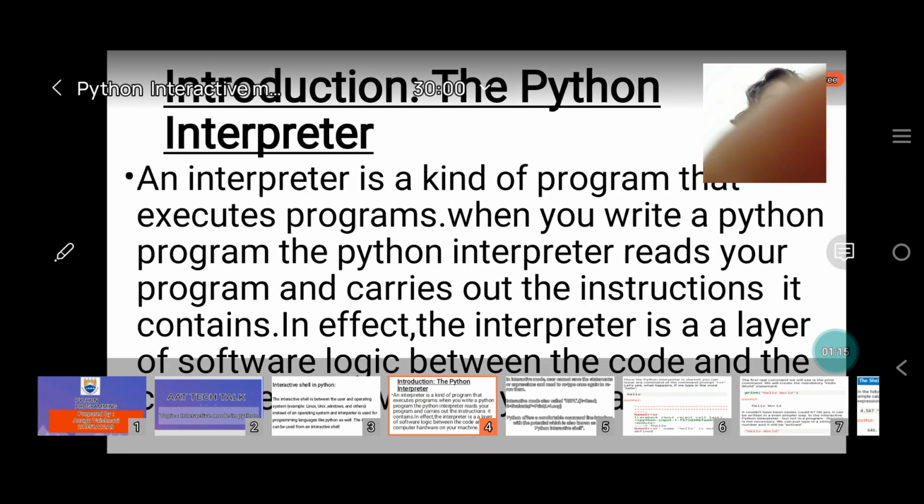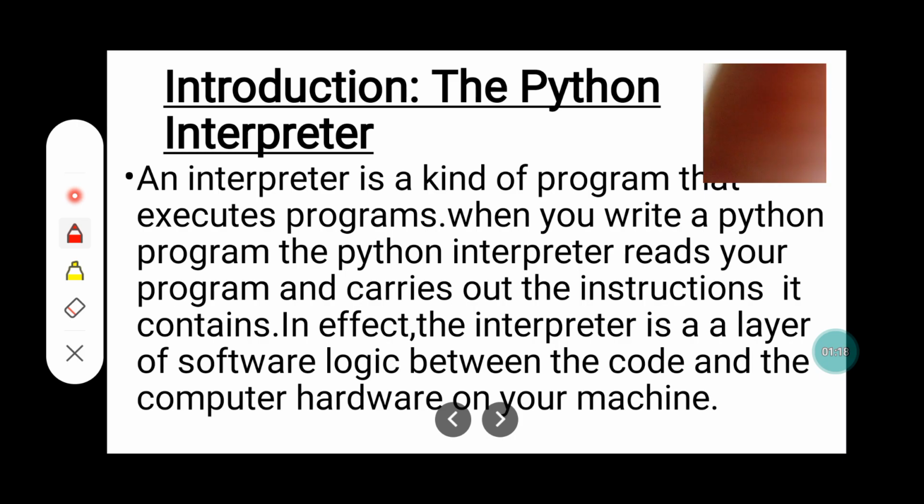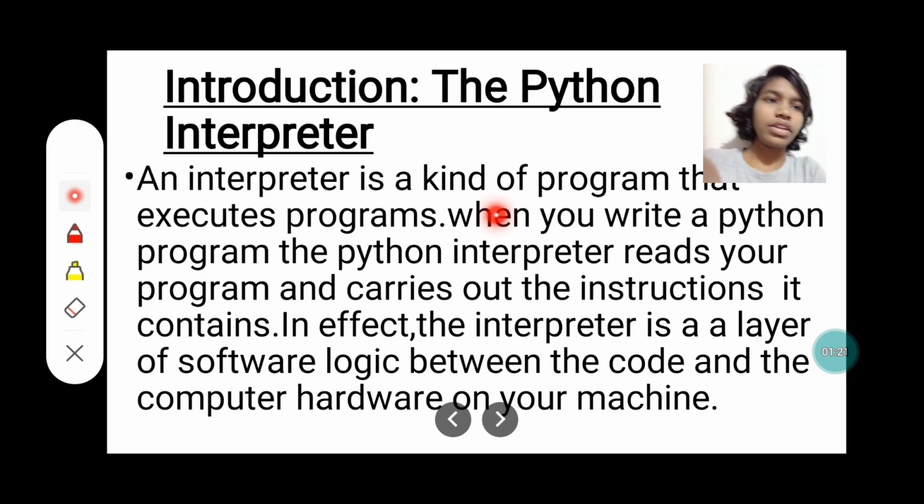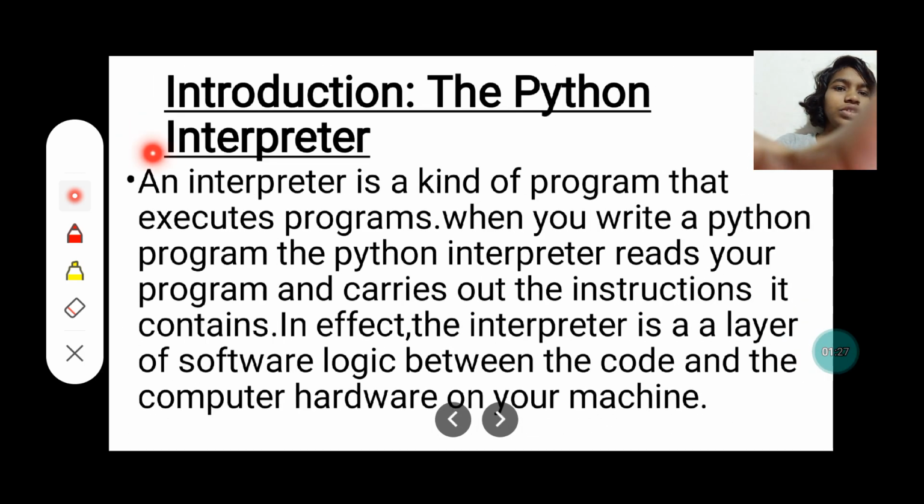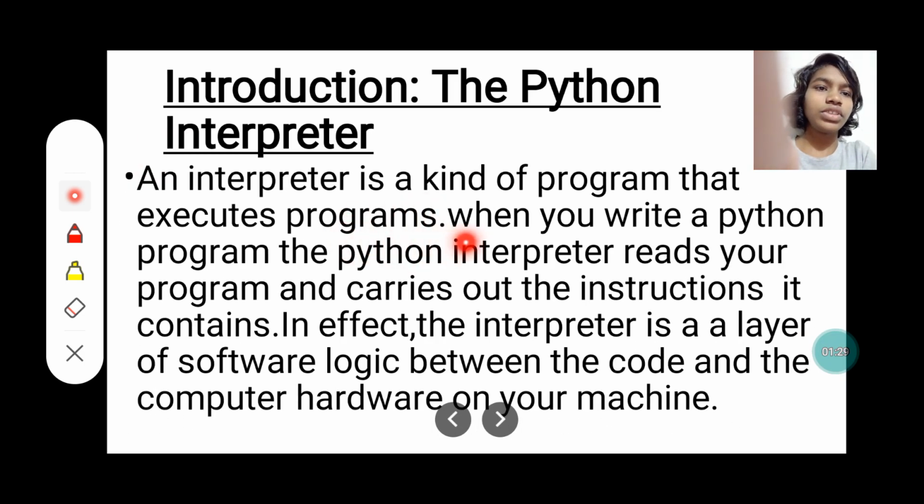Let us see what is the introduction. The Python interpreter. An interpreter in Python is a kind of program that executes the programs, and when we write a program in Python, the interpreter reads the program and carries out the instructions that the code contains, and it executes the code. Here the interpreter acts as a layer of software logic between the code and the computer hardware on your machine.